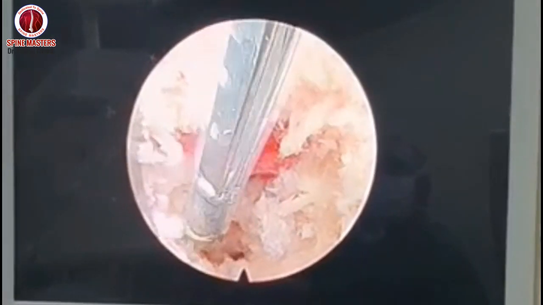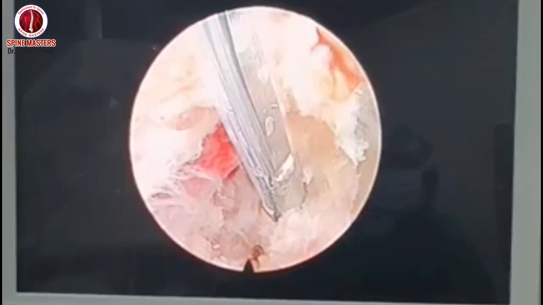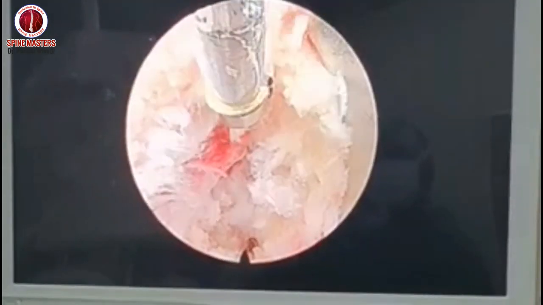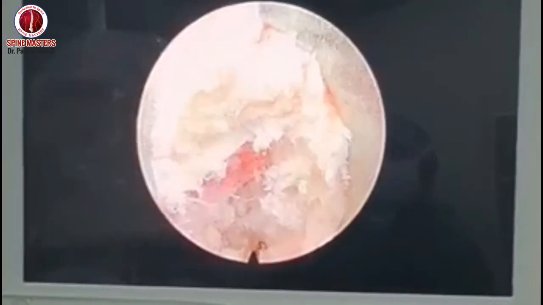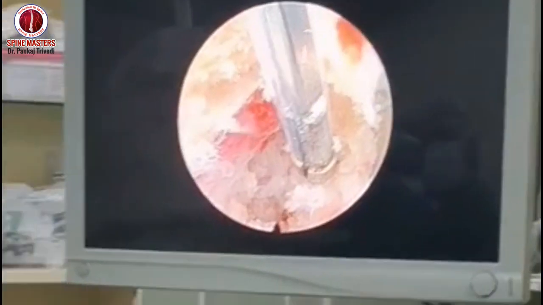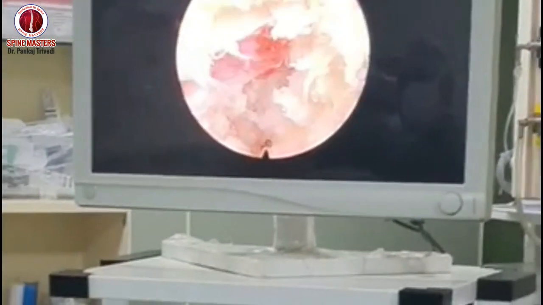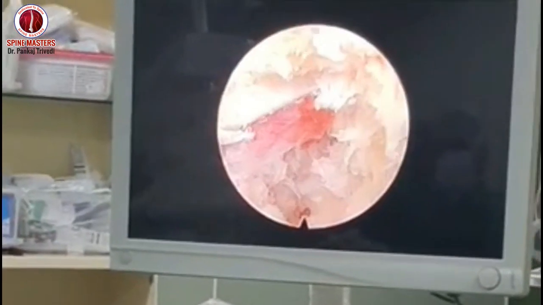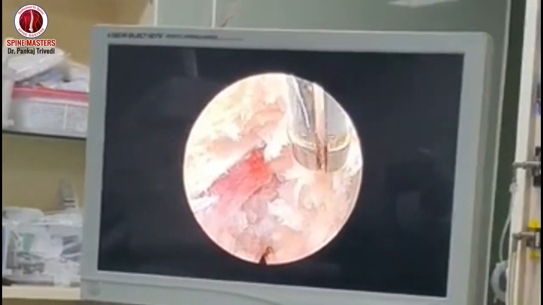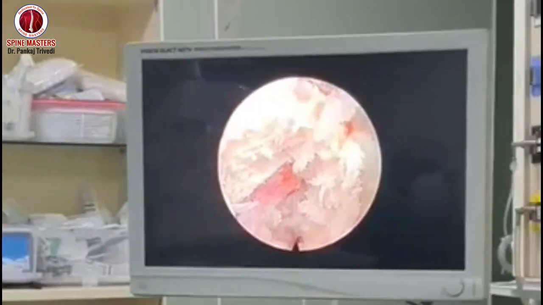Now I feel, after so many varieties of surgeries through the endoscope, the majority of disc collapse can very nicely be done through the endoscope. Whether they are central disc, or upward migrated, downward migrated, paracentral, foraminal, extraforaminal, majority of these you can. And the beauty is, the patient is very quiet under local anesthesia.